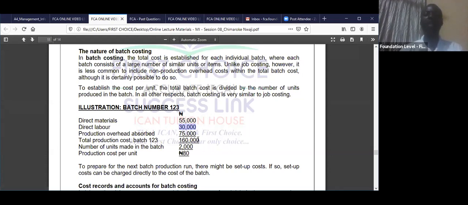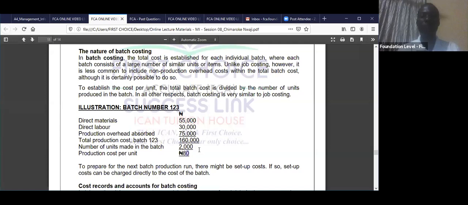Now, how many units make up that one batch? 2,000 units. So when you say 160,000 divided by 2,000, it gives you 80 naira per unit. So that's the way to get your unit cost, because your batch cost here is 160,000 per batch. So you've gotten your 160,000 per batch, but per unit is 80.